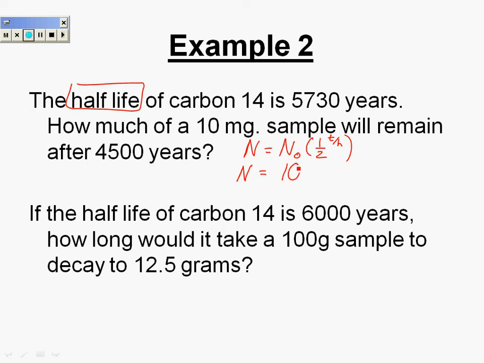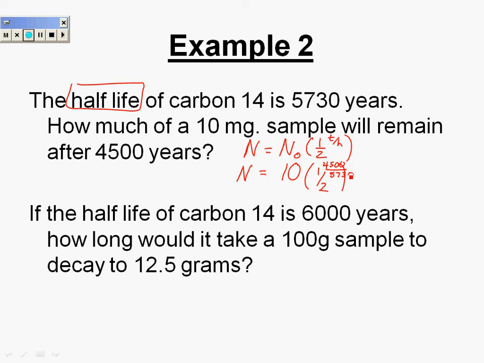And 1/2, well, that's going to stay exactly the same, but we have the letters now. T is the total time. Do they tell me how long we're going to be letting this thing decay for, the total time? 4,500. It's going to decay for 4,500 years. And do they tell me the half-life of this element? They tell me it's 5,730. So, once you figure out what all the variables are, you're good to go.